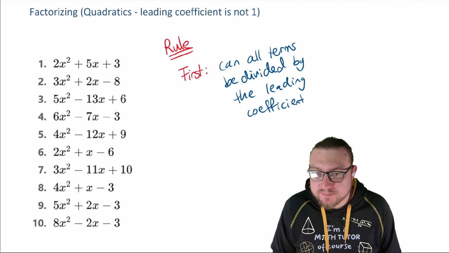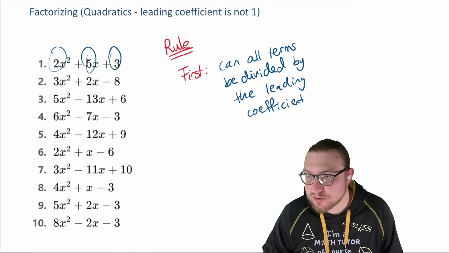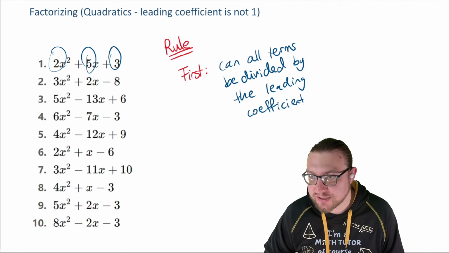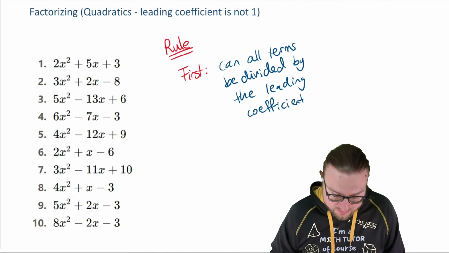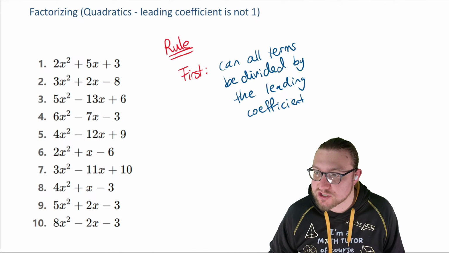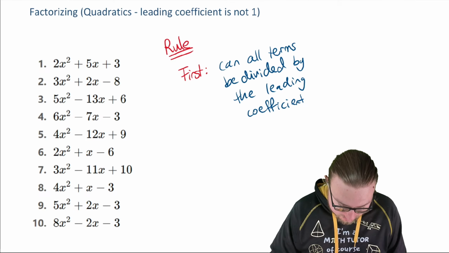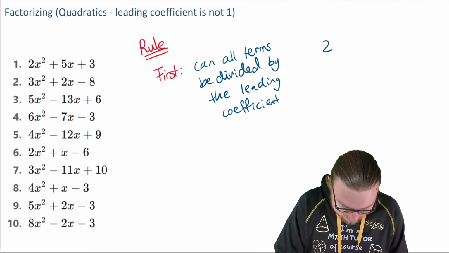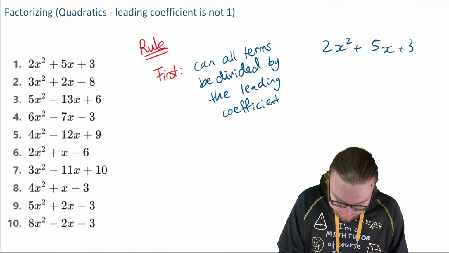Before we do anything, we're going to check if 2, 5, and 3 can be divided by 2. If that's the case, then we need to do a different kind of factorizing first. In this case, it's not the case, so we can just go straight into doing our factorizing method. And it's going to be very similar to what we had before. So let me just write that 2x squared plus 5x plus 3.